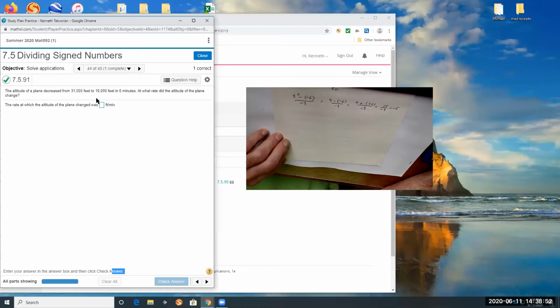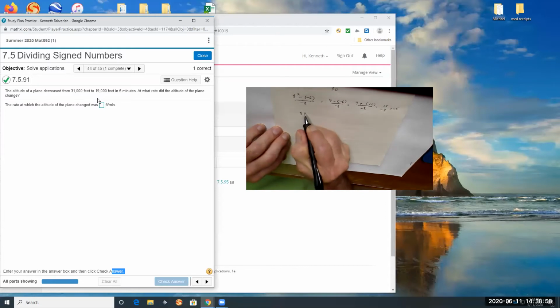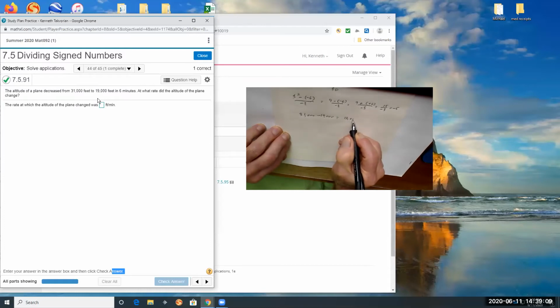Well, the difference in elevation is going to be 31,000 minus 19,000. And the change is going to be 12,000. But that was a drop or a decrease of 12,000, so it's negative 12,000. And it happened in 6 minutes, so if we divide it by 6, we're going to get the rate of change of the plane. So that's going to be minus 2,000 feet per minute.